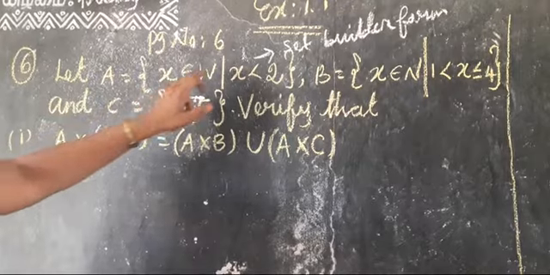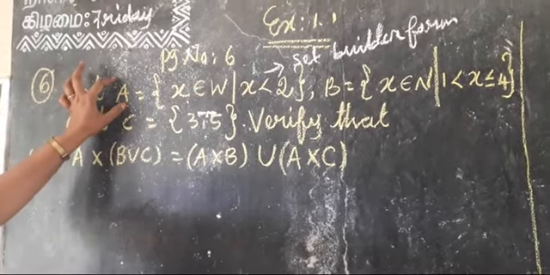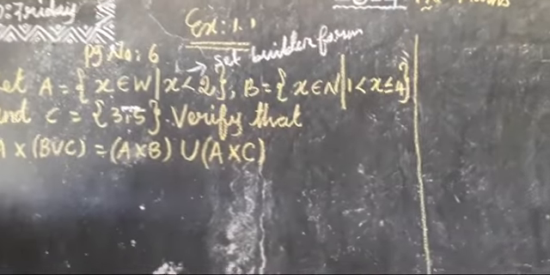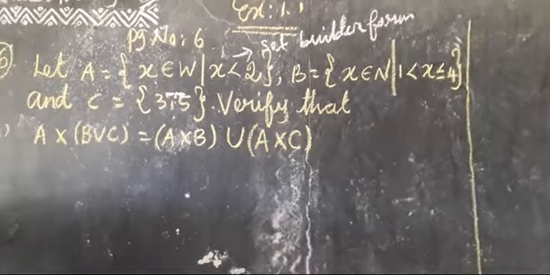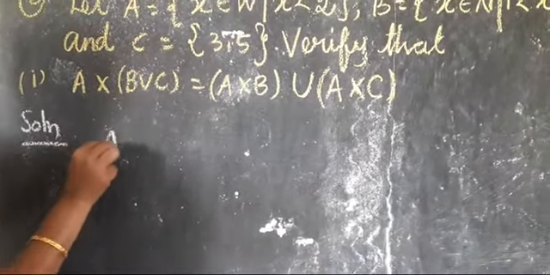A set is given in set builder form. First we want to write the answer for A set in roster form. And then B set is also given in set builder form. Clear? Okay. And then how to write the answer in the solution? First we want to write the A set elements.